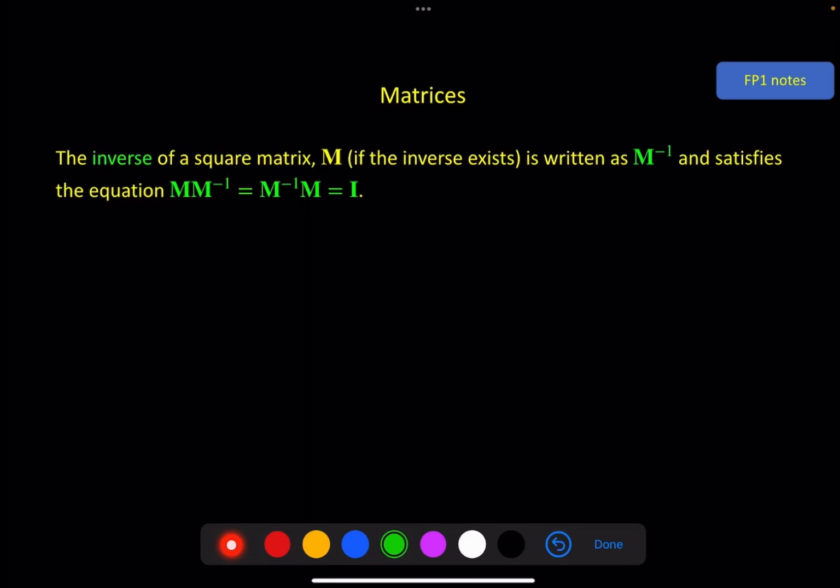So here is the inverse. The inverse of a square matrix M, if the inverse exists, is written as M to the minus 1, and satisfies this equation here, that the matrix times by its own inverse gives you the identity matrix, or the inverse times by the matrix. So the order here doesn't matter. Both situations will give you the identity matrix. If it does, then the pair of matrices is a matrix and its inverse.